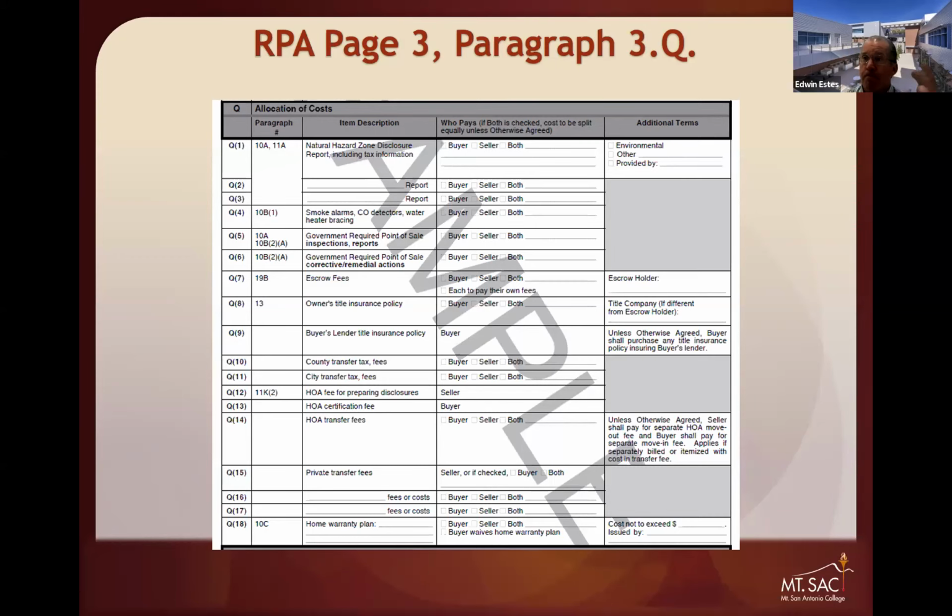Maybe what is the reserves? Or maybe there's something else going on at the HOA that the percentage of owner occupants and rented occupants, right? Sometimes lenders want that information. They're asking the HOA to certify something. Well, that's going to be a buyer expense because it's something required from the buyer's lender.